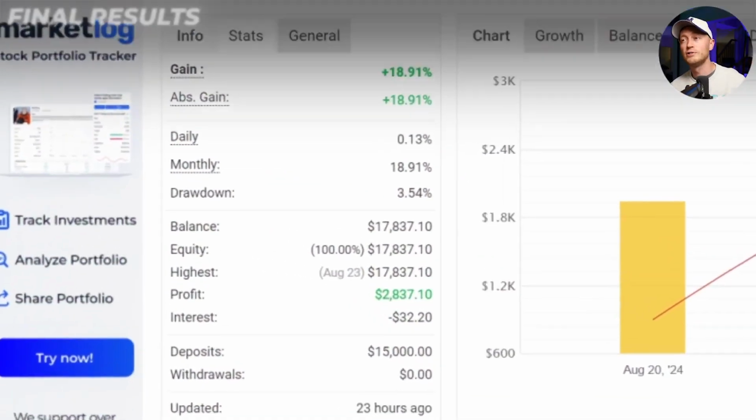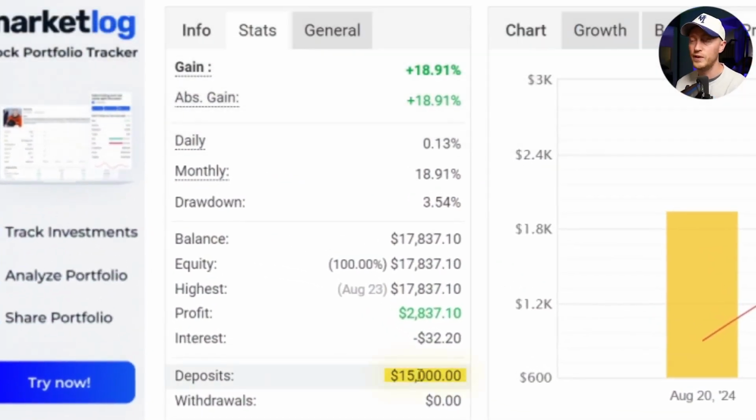Now, if we go into my final results of the week here, you can see I deposited $15,000, profited $2,800. For me, that's $3K in 3 days.